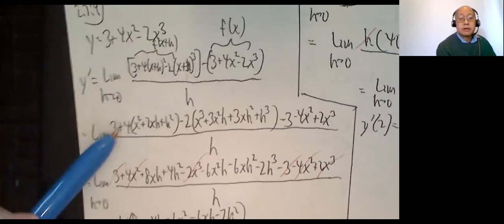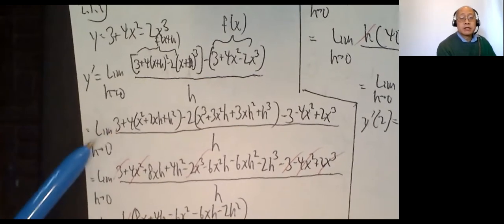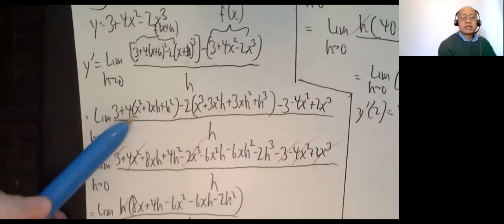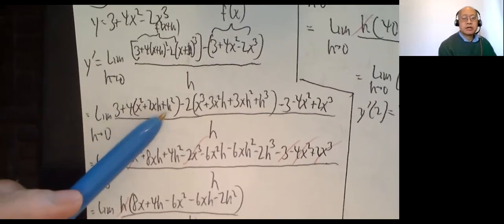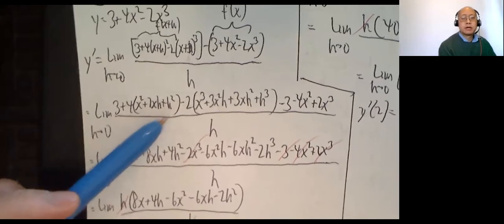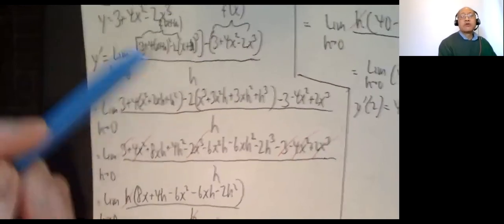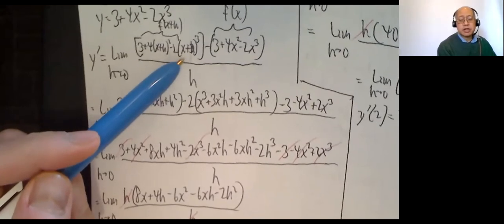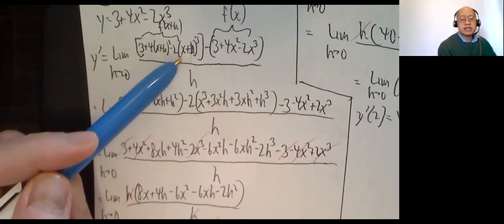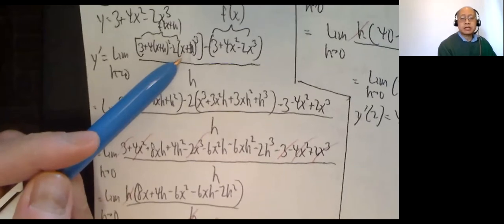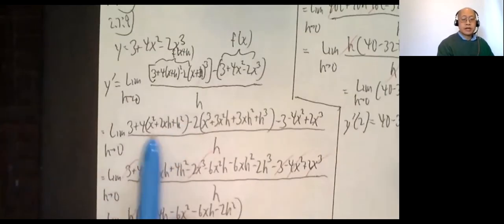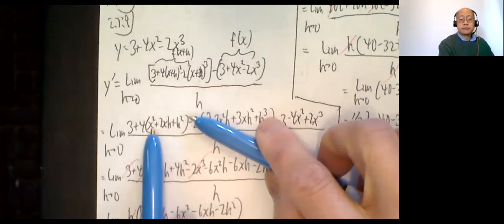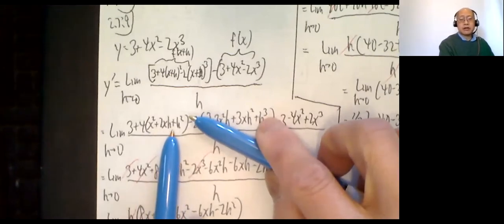Now, let's see. Limit h approaches 0. 3 plus 4 x plus h squared is x squared plus 2xh plus h squared, minus 2. Okay, we have done this before, x plus h cubed. I don't want to take up too much extra time on that. You can just go x plus h times x plus h times x plus h. Or another thing you could do is this is x plus h squared, right? So you can take this and just multiply by another x plus h.